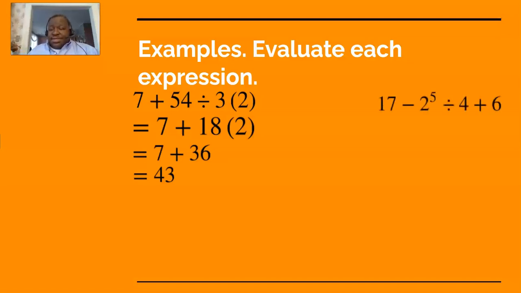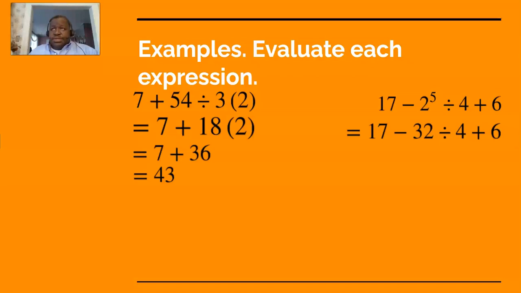17 minus 2 to the 5th power divided by 4 plus 6. All right, so the first thing, there are no parentheses. Second thing, we're looking at exponents. So the first thing we're going to do is evaluate the exponent. 2 to the 5th is 32.